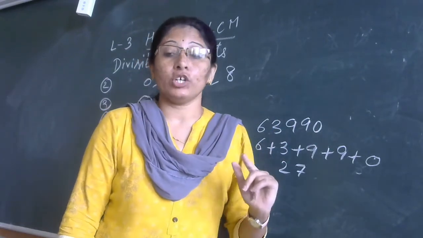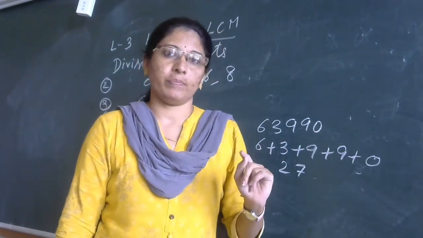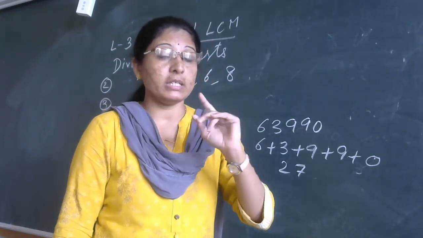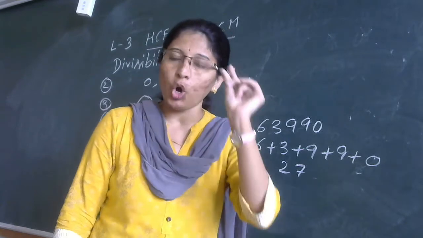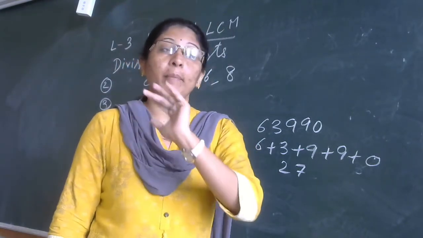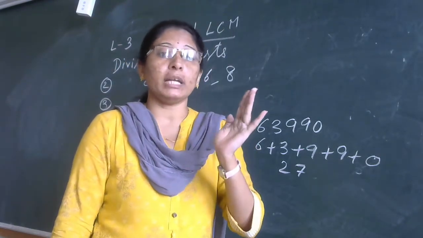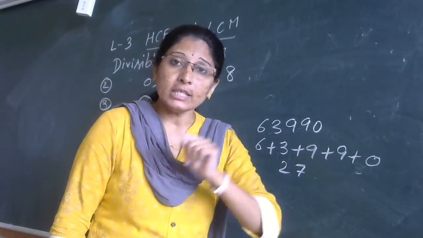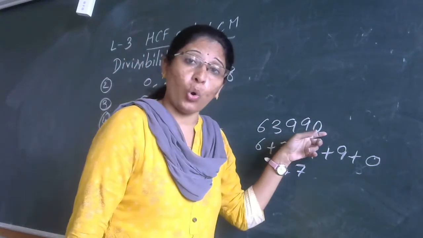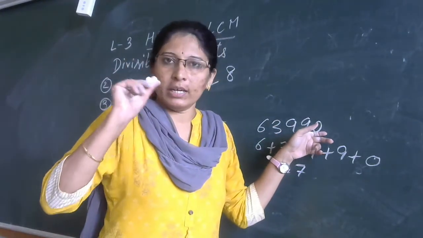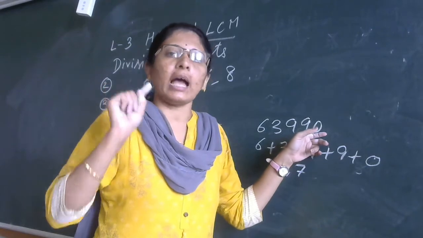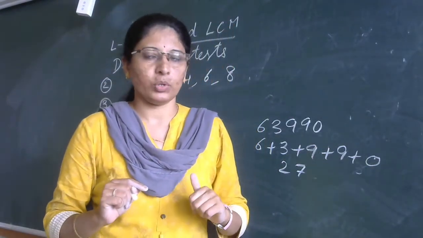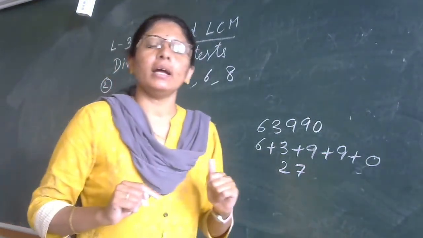Now next is the divisibility rule for 10. 10 is the same as 5. Means in 5, either it should be 0 or it should be 5. But for 10 we know the multiples of 10 are 10, 20, 30, 40. So if the ones place has 0, any number with 0 in the ones place is divisible by 10. Okay, so this is divisibility by 10.